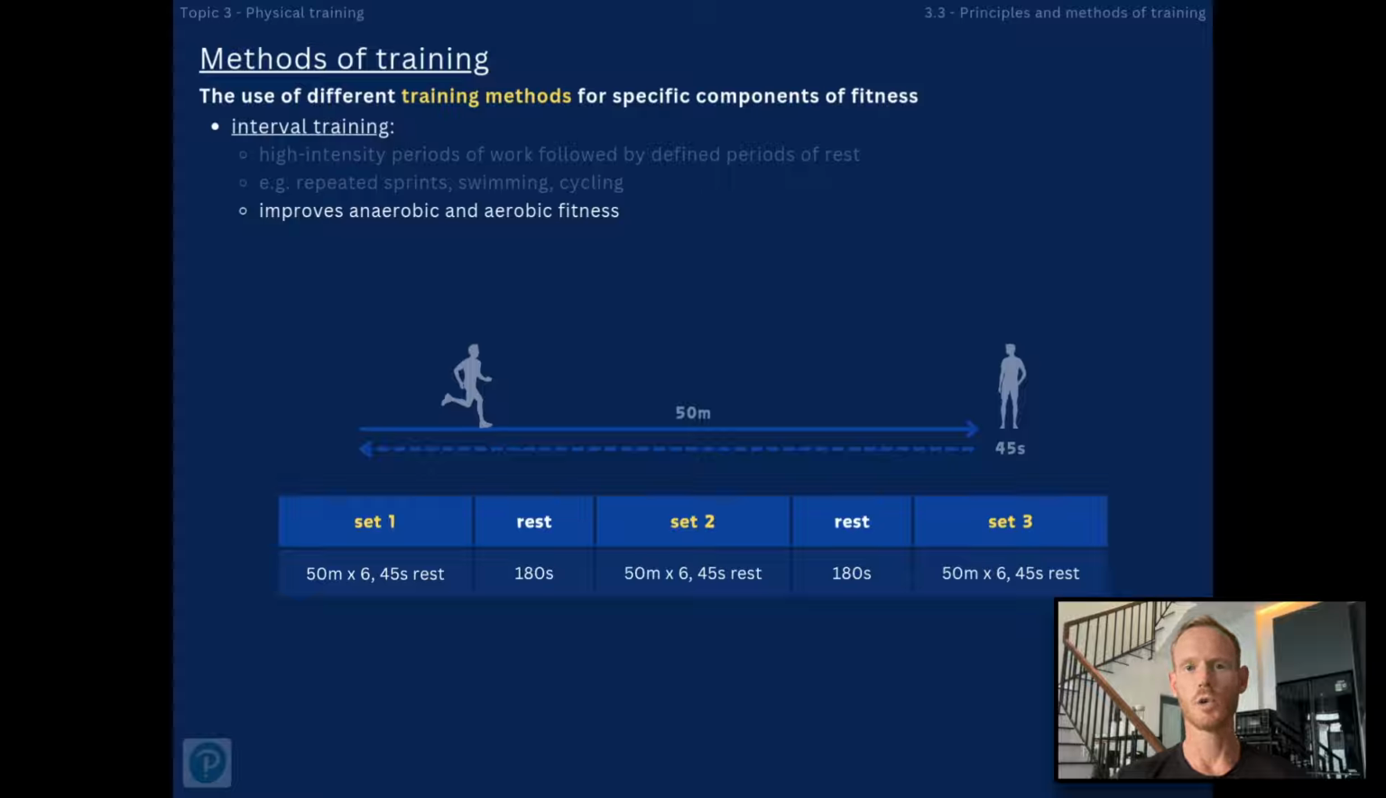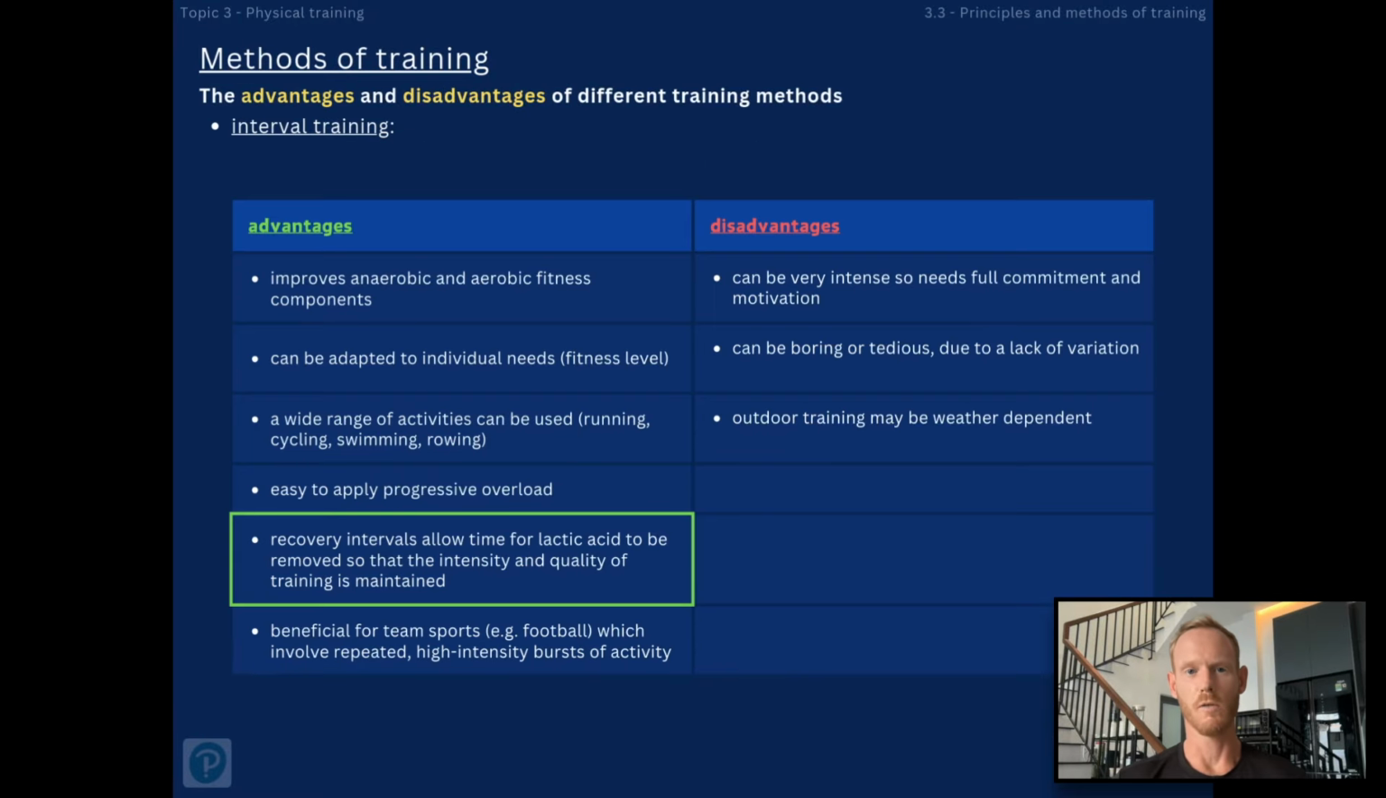Interval training is used to improve speed and anaerobic fitness, but may also help to improve cardiovascular fitness and muscular endurance. Advantages of interval training include recovery intervals allow time for lactic acid to be removed or oxygen debt to be repaid, and for the intensity and quality of training to be maintained.